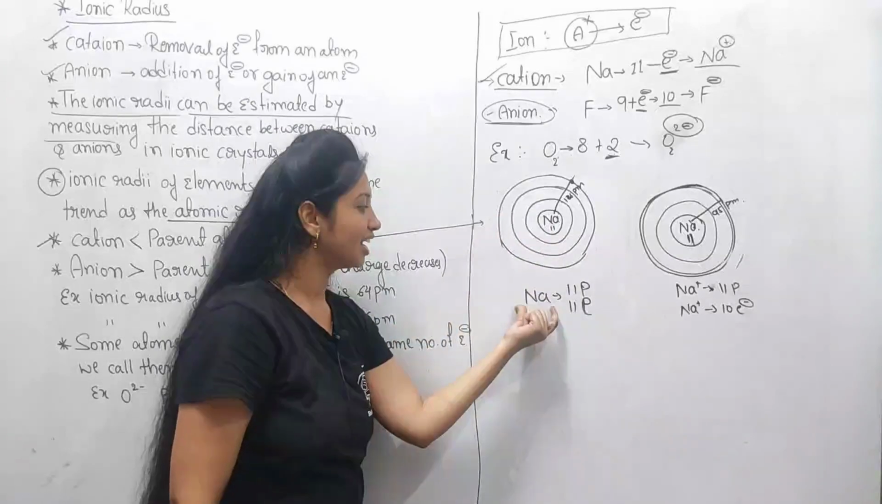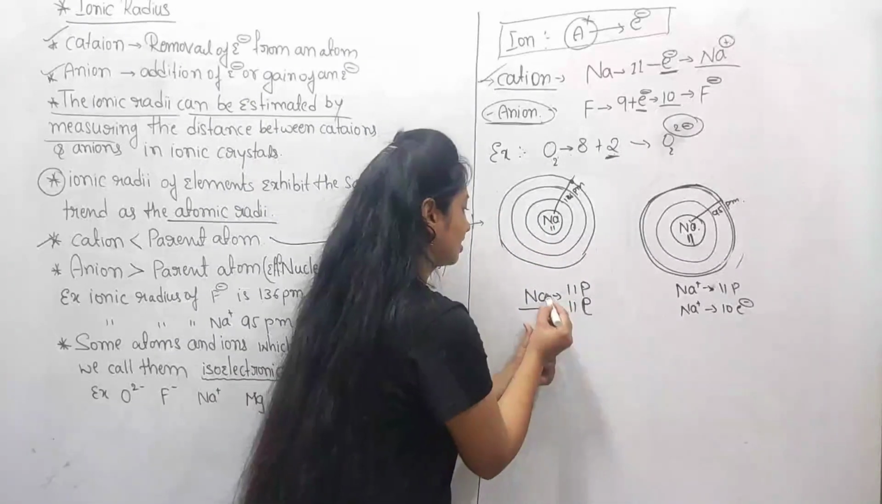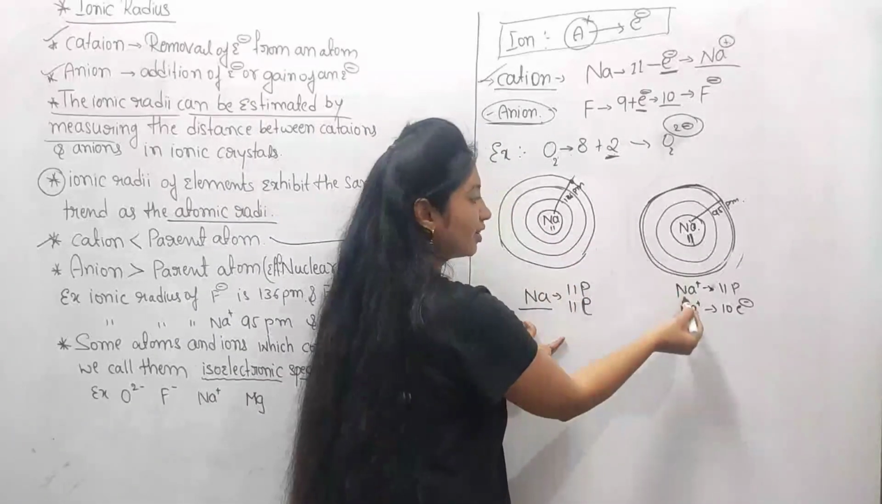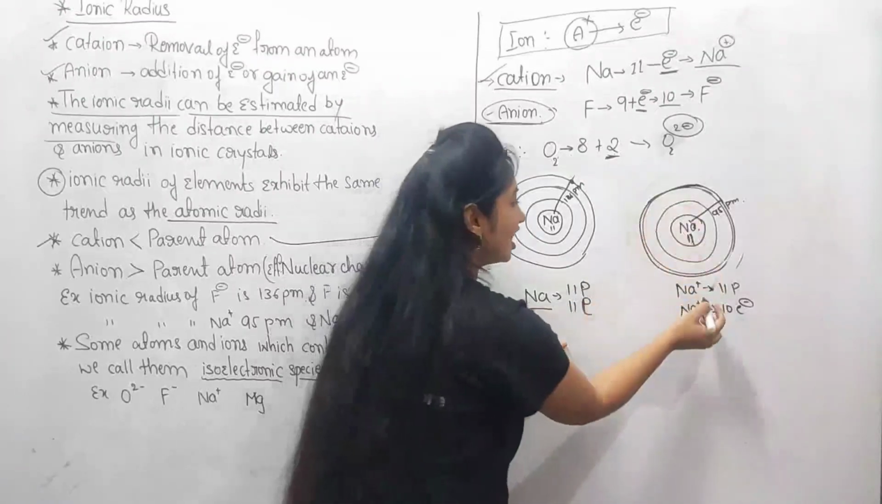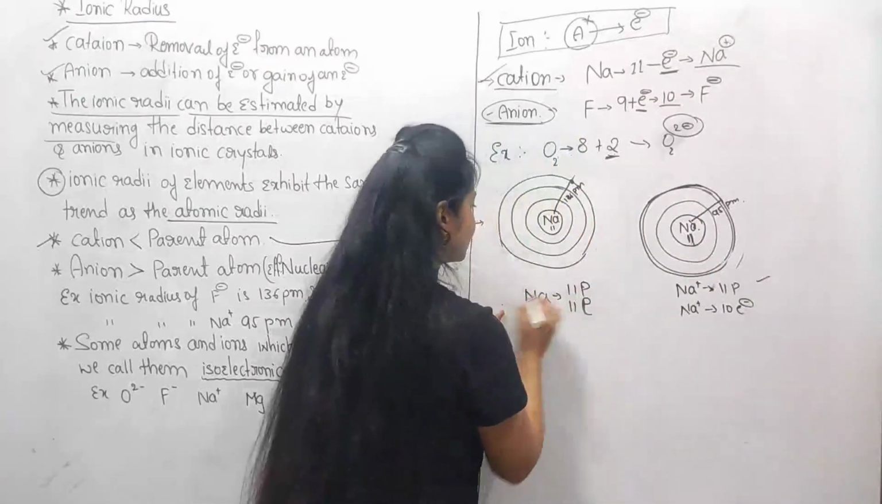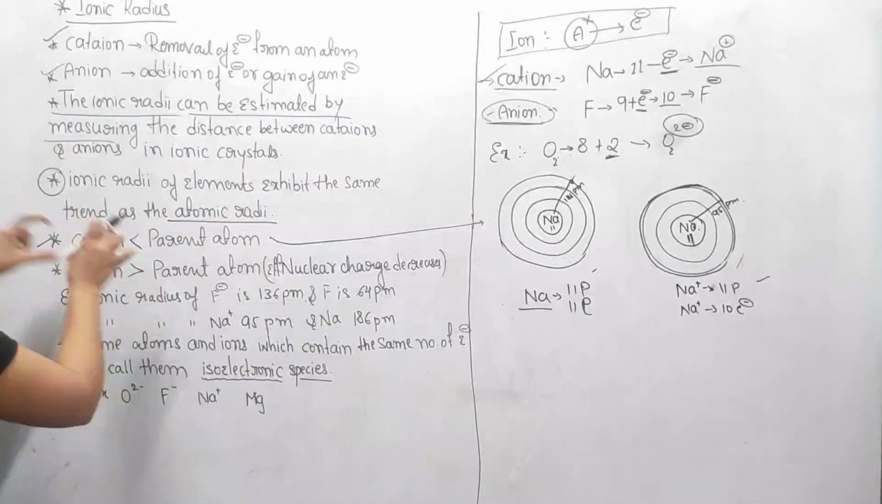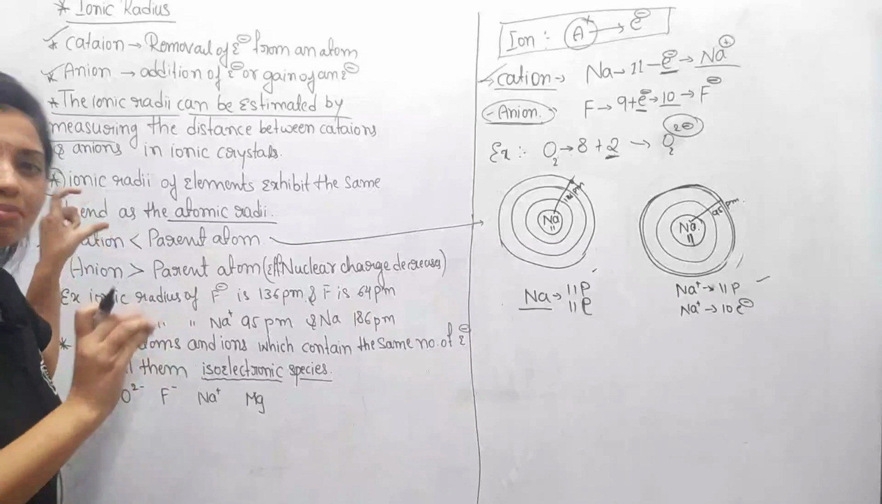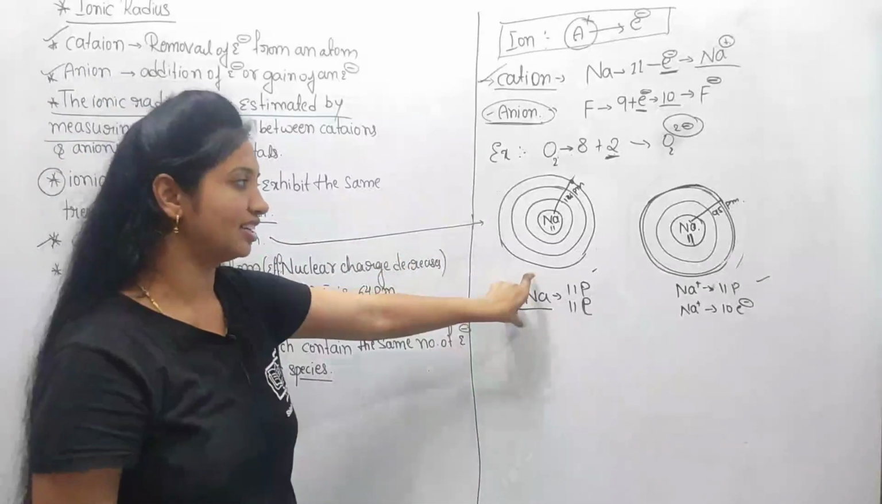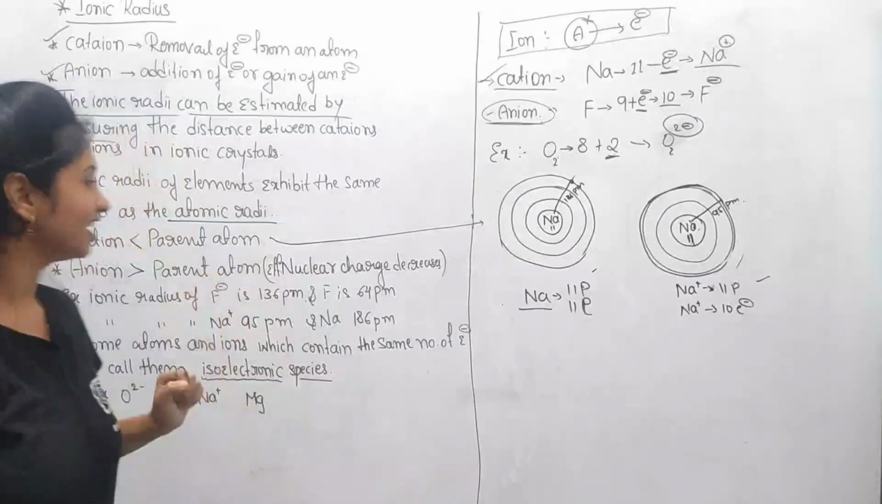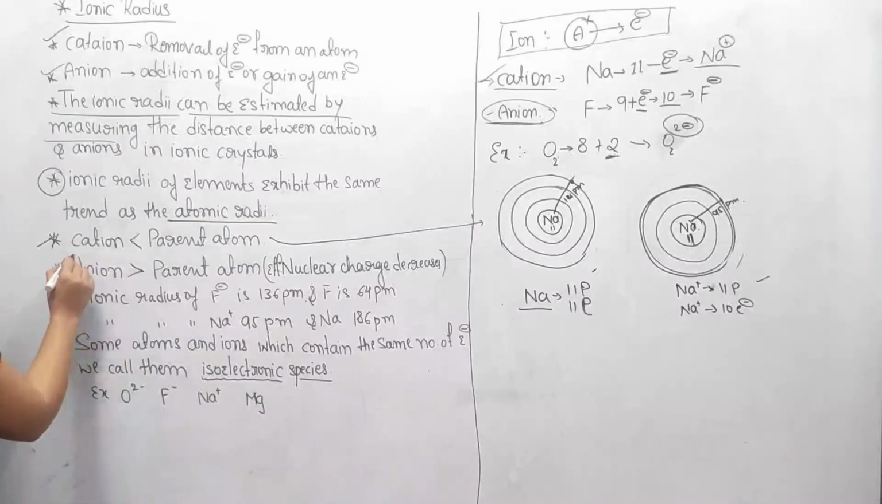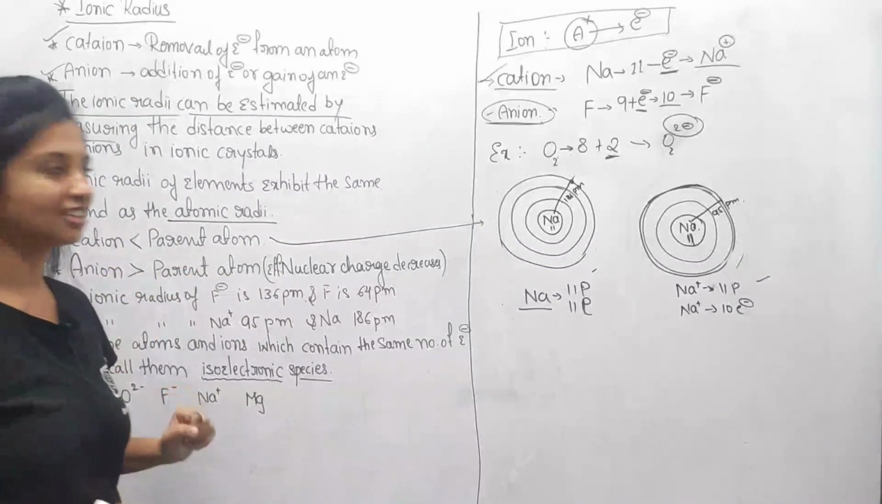So this is the parent atom, and from this atom we got Na plus. This is called a cation, and this is its parent atom. Just remember the point: the cation is always smaller than the parent atom. Like this, the anion is always greater than the parent atom.